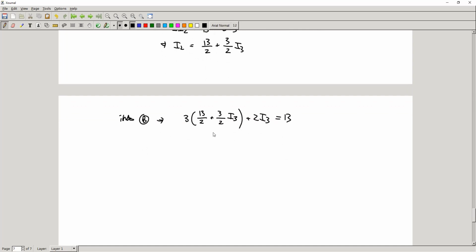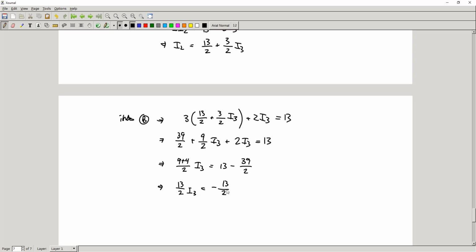So let's clean this up. We're going to multiply through by that 3. We're going to end up with 39 over 2 plus 9 over 2 I3 plus 2I3 equals 13. And then we can collect up all these terms. We're going to end up with 9 plus 4 over 2 I3 equals 13 minus 39 over 2. We can clean this up further. We'll end up with 13 over 2 I3 equals minus 13 over 2, right?